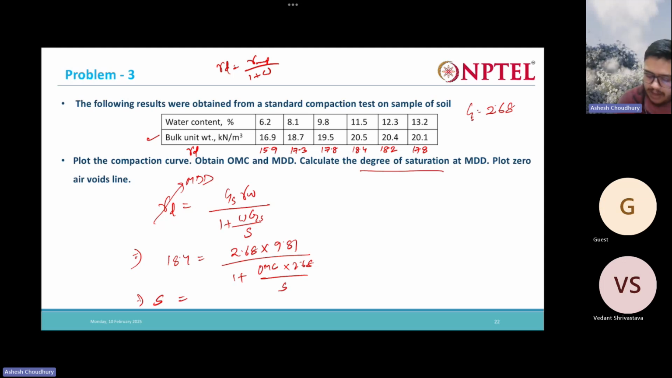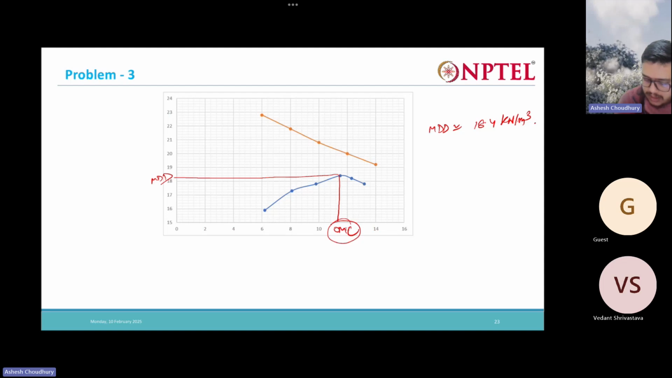Next is the zero air void line. How to plot the zero air void line? So you know this again. This is the expression for the air void line. Change the values of the water content, and for each you will get different values of dry density. Then you can easily plot this line. So this is our zero air void line. Okay, very easy.